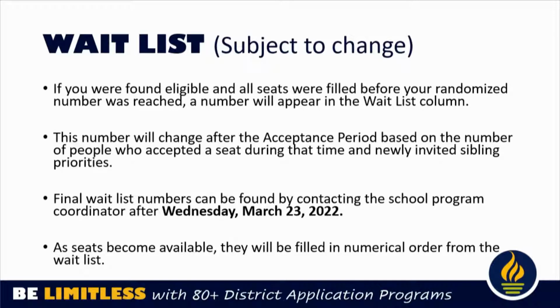Sometimes we have students who do not accept, so at the end of the acceptance period, your number might go up. Sometimes we have siblings who might have gotten an offer and the other one didn't, and there's something called a newly invited sibling priority, which we'll review in a second, which may also impact the number, and your number might go down. So there's a week after for newly invited sibling priorities, as well as the acceptance, if you had or are appealing a decision where the numbers may change.